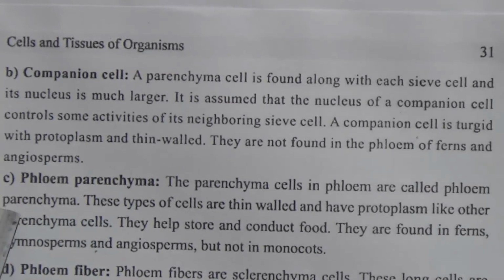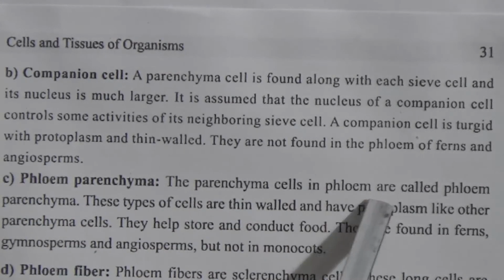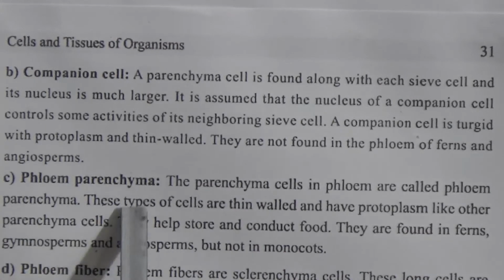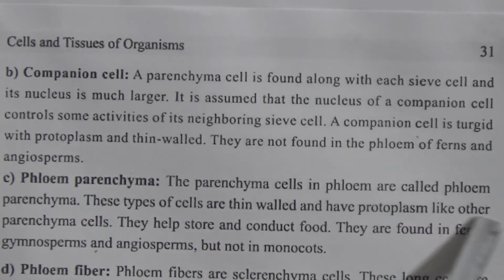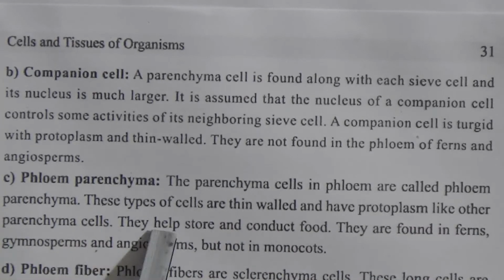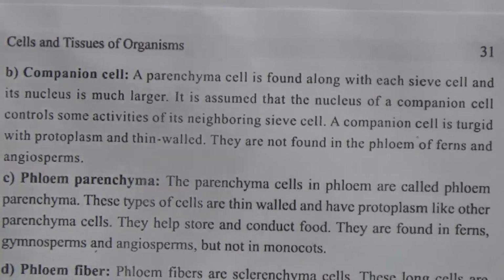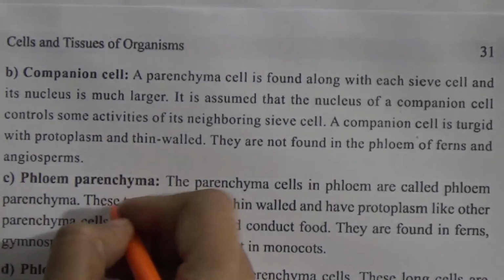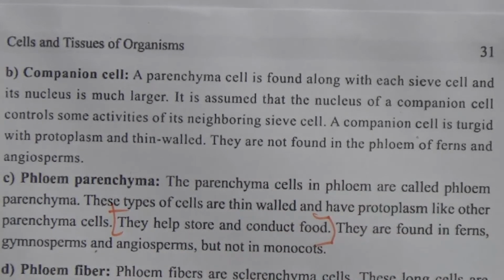Now come to the phloem parenchyma. The parenchyma cells in phloem are called phloem parenchyma. These types of cells are thin walled and have protoplasm like other parenchyma cells. They help store and conduct food. This is the work of phloem parenchyma. They are found in fern, gymnosperm and angiosperm, but not in monocot.